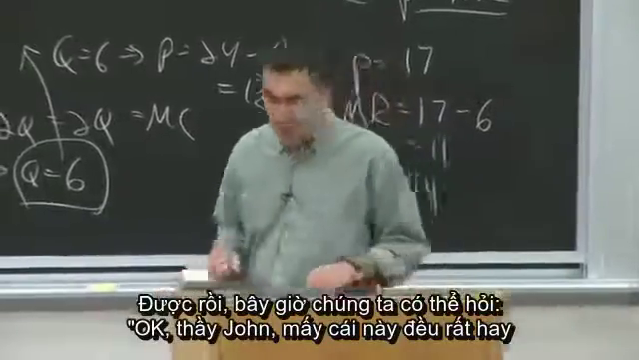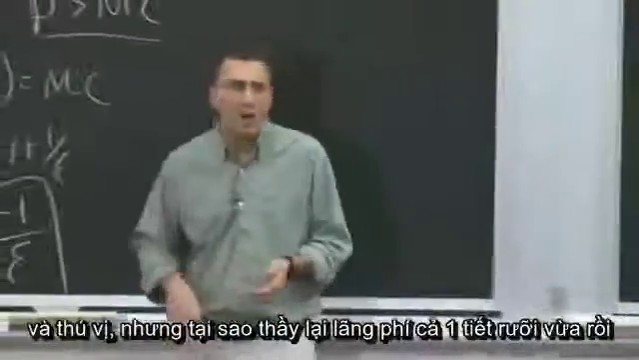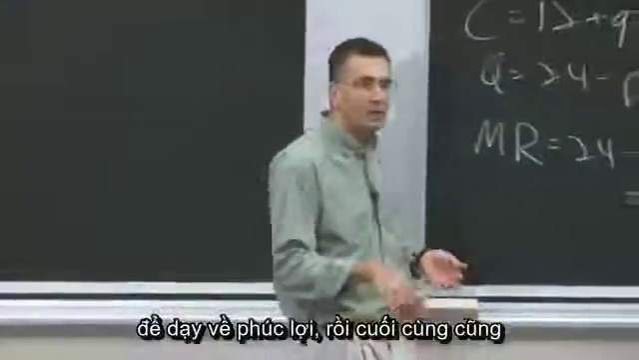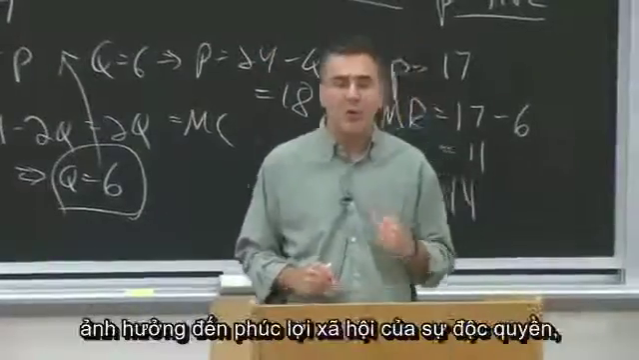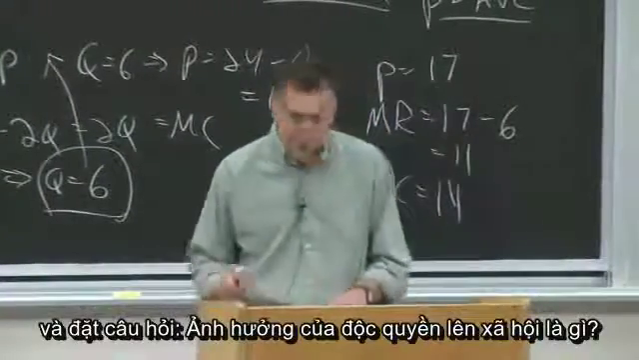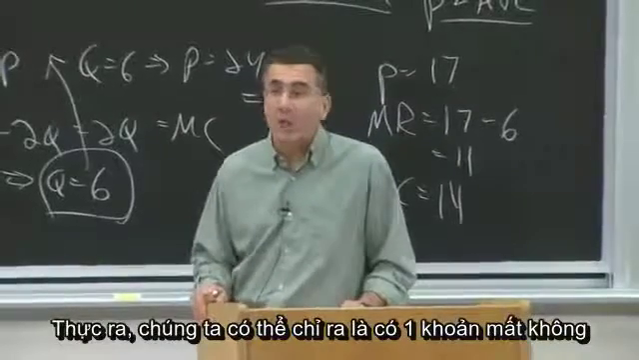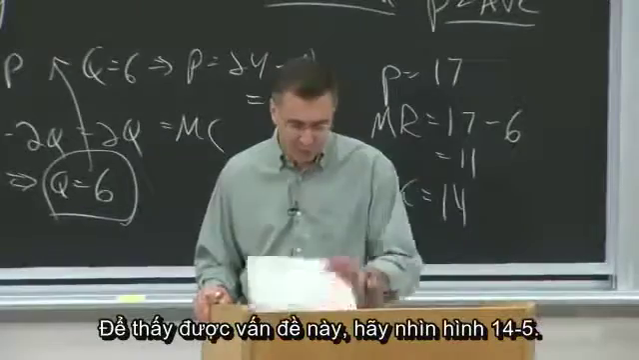Now we can ask, gee, John, this is all interesting, but why waste the last lecture and a half teaching us about welfare if you're just going to go back to producer theory? Well, now we can come to the welfare effects of monopoly and ask what effects monopoly has on society. In fact, we can show that monopoly imposes a deadweight loss on society. To see that, let's go to figure 14.5.